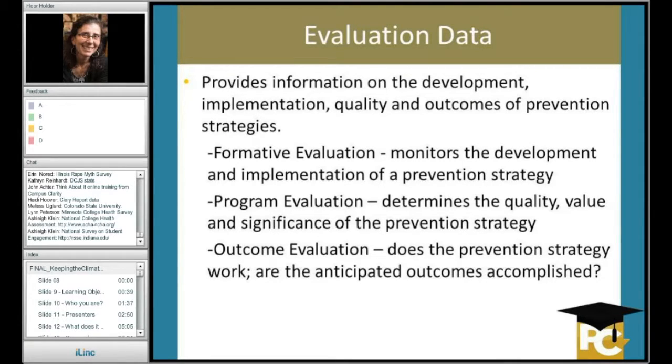The first one is formative evaluation, which is done as you are developing and testing the implementation of a prevention strategy. This is a very iterative process where you evaluate the development so that the data informs the final product. Program evaluation determines the quality, the value, and the significance of a prevention strategy. And outcome evaluation answers the question: does the prevention strategy work, or are the anticipated outcomes realized or accomplished?